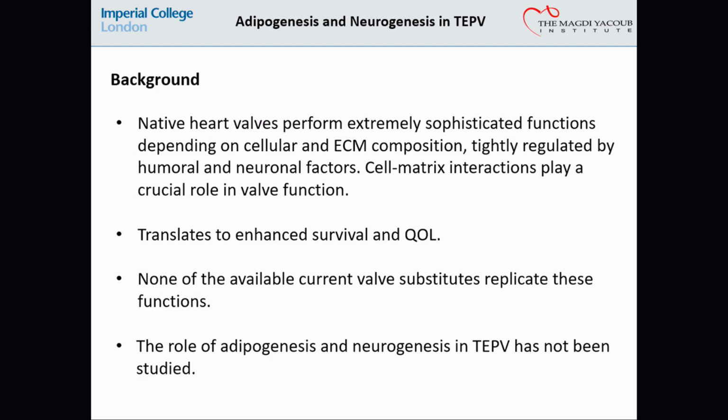There is a lot of information about remodeling in tissue-engineered valves. However, the role of adipogenesis and neurogenesis in tissue-engineered pulmonary valves has not been studied, and this is what I will talk about.